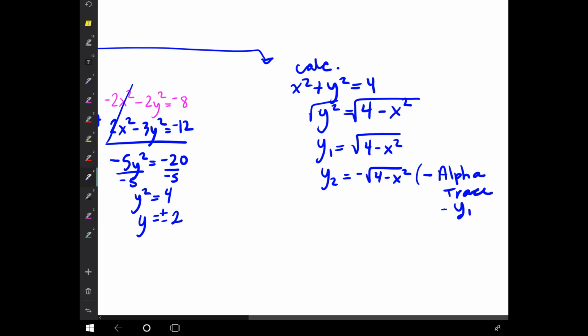Now I can just do the opposite of Y1. I'll change the source of this, and then we'll go on to solve for that second equation. But if I look at this as y equals, I would type in the positive square root of 4 minus x squared. And you guys can see that.